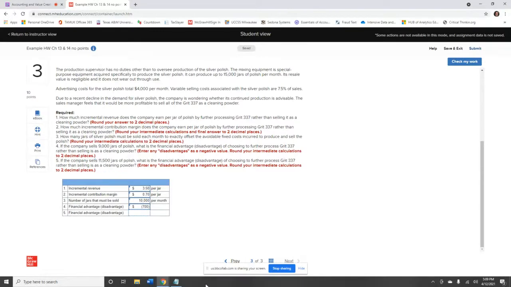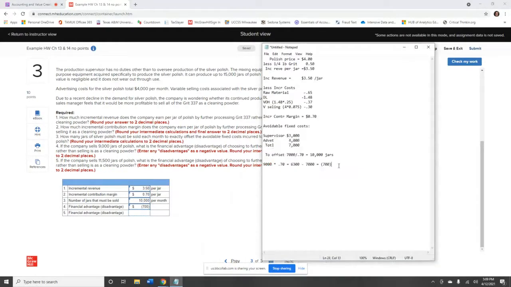Then 11,500 jars. Well, now we know we'll be making some money at that because we know 10,000 was break even. So 11,500 times 0.70 equals 8,050. Great. And I still have my avoidable costs, because I didn't avoid them. So the difference is 1,050. It's worth it. I'm going to be making an additional $1,050. So that's good.